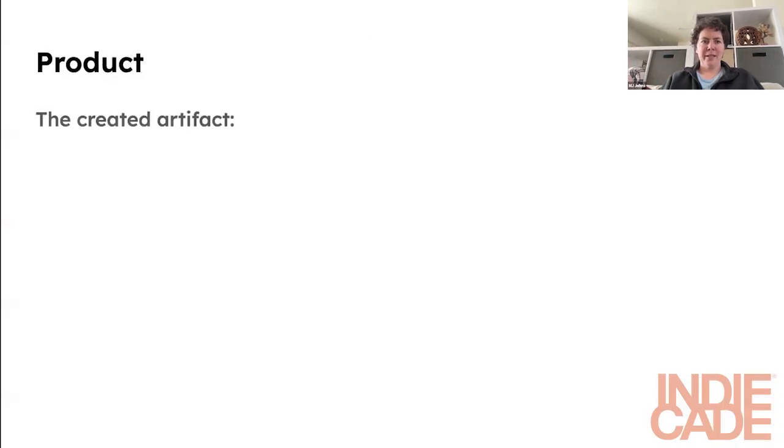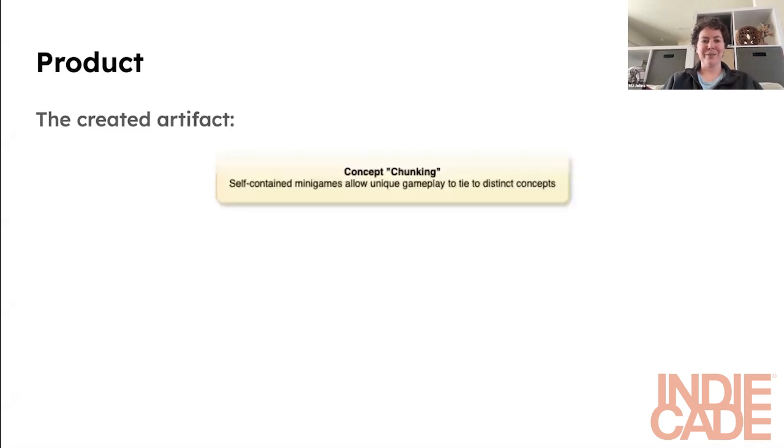So the next piece is the product, which is the thing that you're creating. And we once again have three sub pieces within this. The first piece we call concept chunking. Another way to think about this is making a collection of mini games. And the idea is to have a self-contained little piece of gameplay that focuses on a specific piece of the challenge that you're addressing. This is helpful for design because if you're just trying to make one big overarching system that addresses everything about that disaster, you're going to end up with an extremely complex game that may be difficult to play, but also is difficult to create.